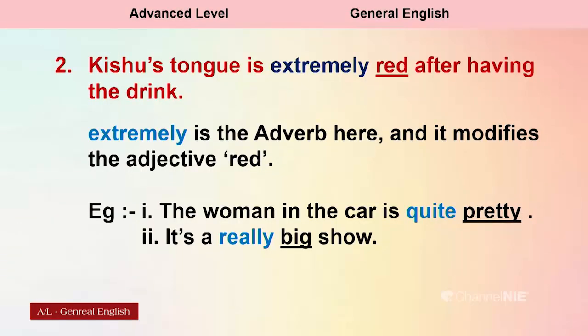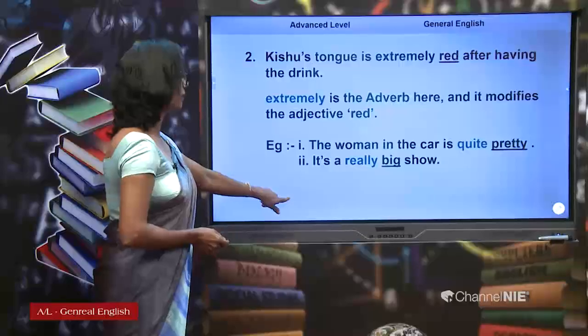Kishu's tongue is extremely red after having the drink. So, red, adjective, and extremely is the adverb. So, extremely is the adverb here and modifies the adjective red. The woman in the car is quite pretty. Pretty is the adjective, quite is the adverb, quite pretty, right. Then next example, it's a really big show. Big is the adjective and really is the adverb to modify the adjective big. Really big show, right.